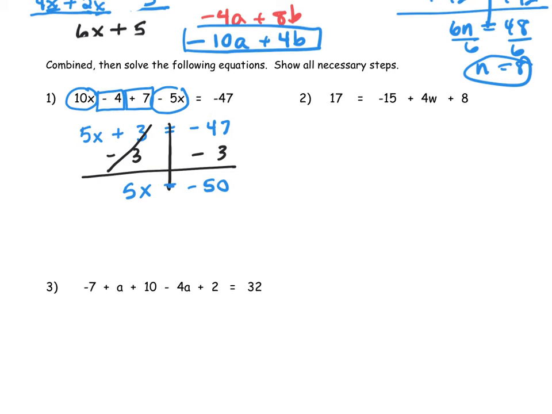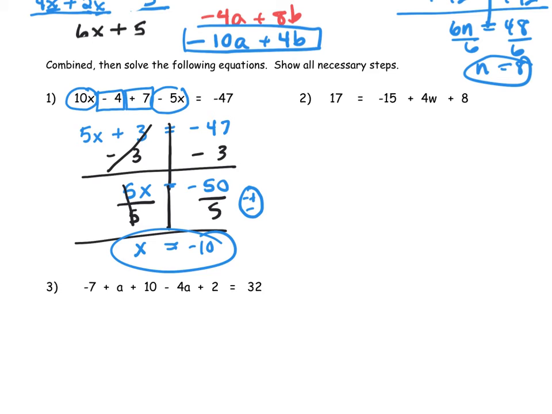So our last solving step, we have coefficients. Side by side means multiply. So we're going to do the opposite. We're going to divide by 5 on both sides. So we've eliminated that 5, leaving what we wanted, our x, our variable all by itself, called isolating the variable. And a negative 50 divided by a positive 5 is going to be a negative 10. So our solution is negative 10. Let's try the next one.